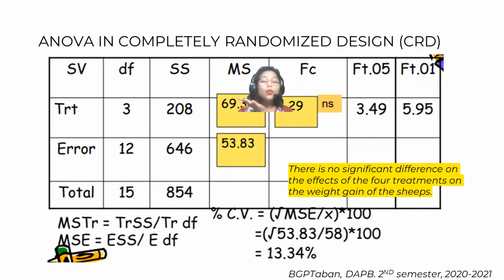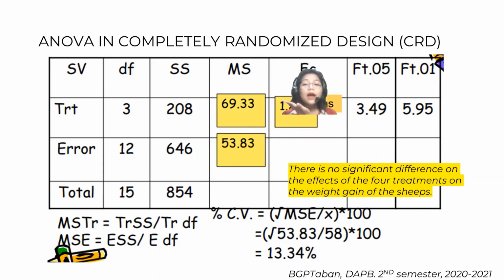Ngayon naman, kukunin natin yung MSTR. Para po makuha yung MSTR, i-divide lang po natin ang ating TRSS sa TRDF. So, bali po, pagka nakuha na natin yung part na ito, madali na pong kunin ang lahat. Okay? Kasi 208 divided by 3, the answer is 69.33. Para naman po kunin ang ating MSE, i-divide lang po natin ang ating ESS or error SS sa ating error DF. So 646 divided by 12, it's 53.83.